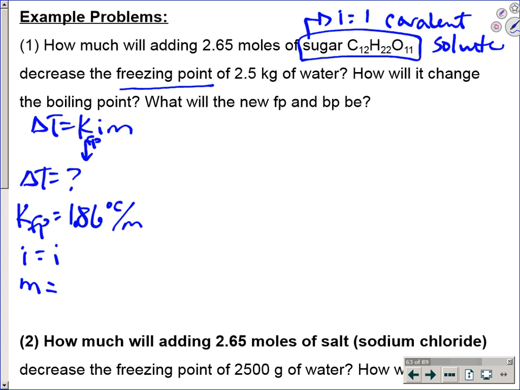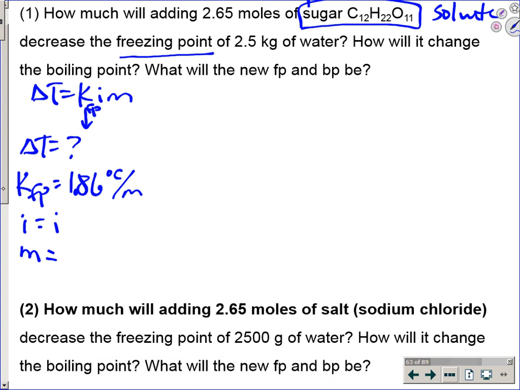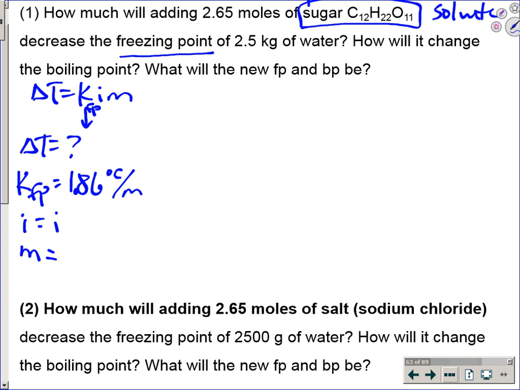And what's the m? So it's not explicitly provided, right? So what do we have to do? Calculate it, okay? If you need a calculator, go grab one, but let's keep rolling, okay? Molality, we need to calculate. Guys, get up and I'm moving, okay? It's already 9:44, and I'd like to have you finish this in class.